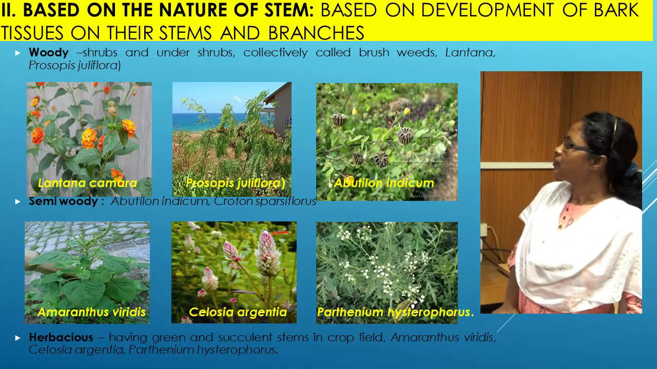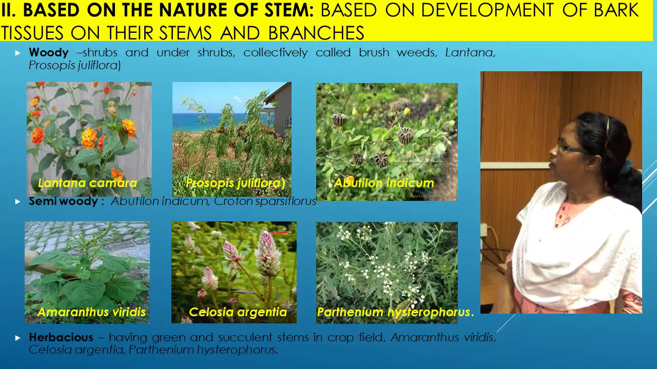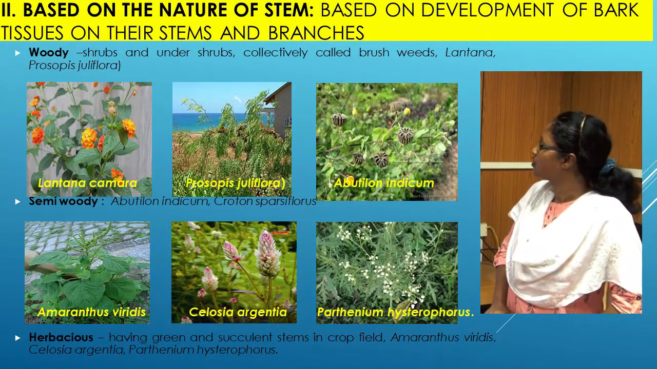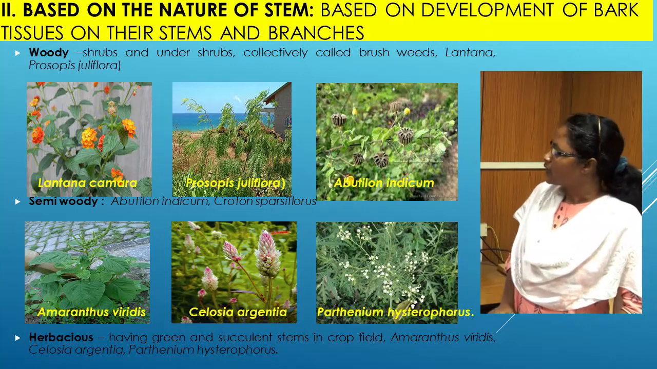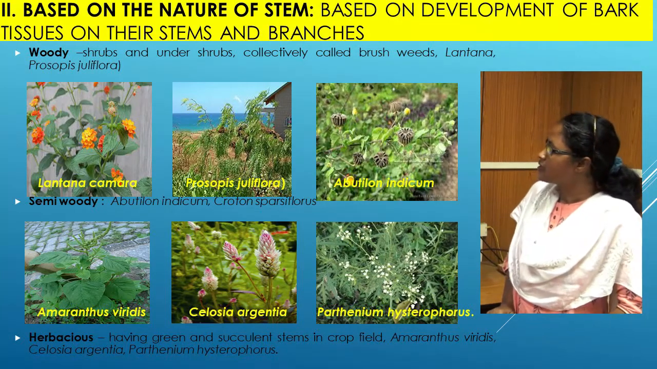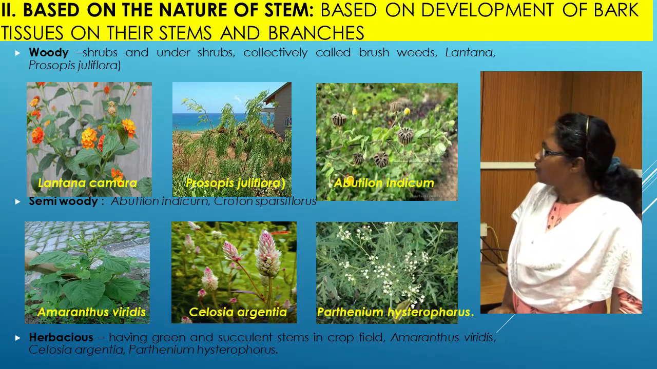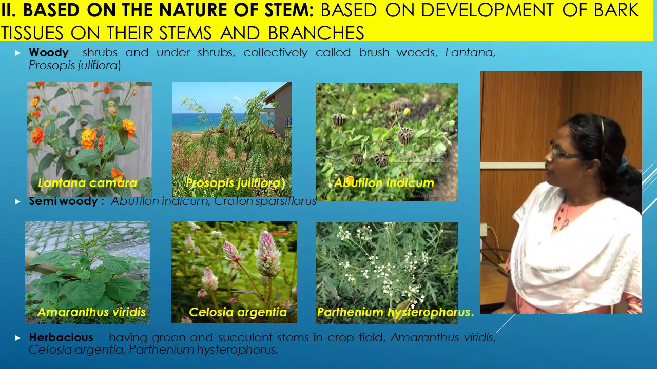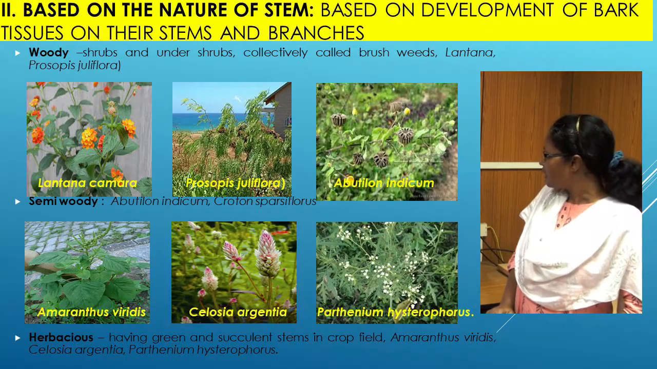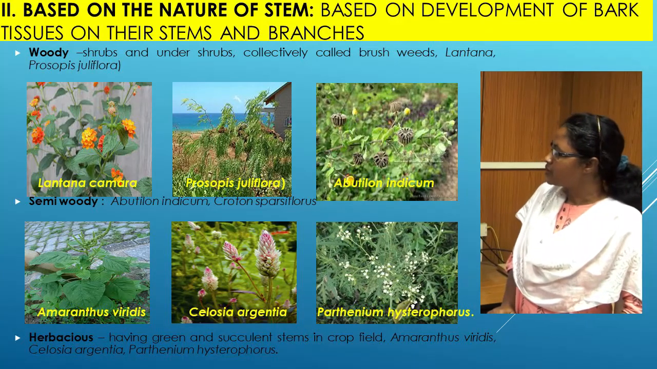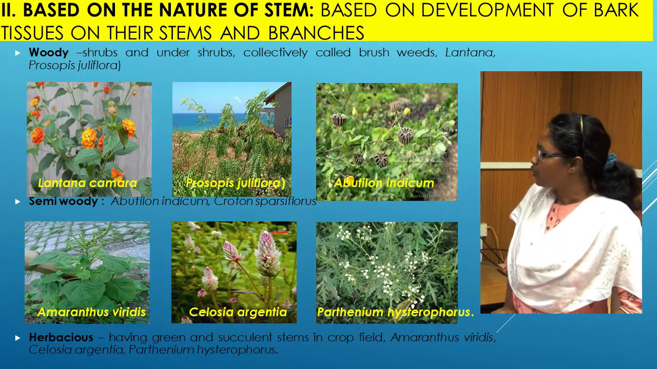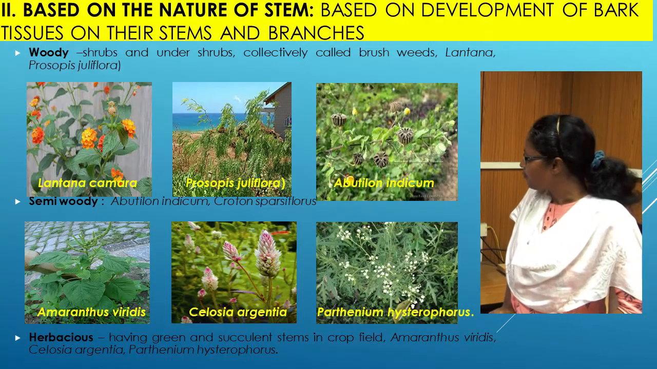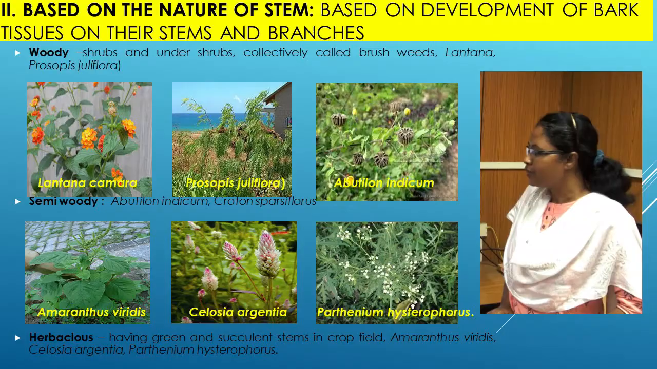Shrubs and undershrubs come under woody stem weeds. Examples of semi-woody weeds are Abutilon indicum and Croton sparsiflorus. Whereas examples of herbaceous weeds are Amaranthus viridis, Celosia argentea, and Parthenium hysterophorus. Herbaceous weeds have a green and succulent stem and they are mostly found in crop areas.